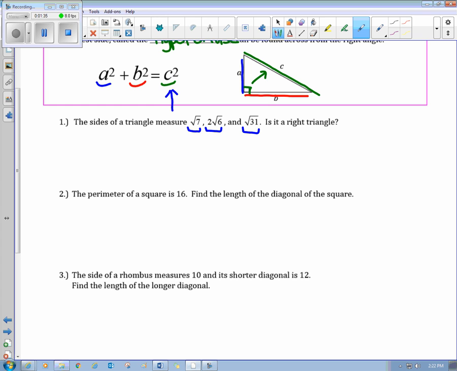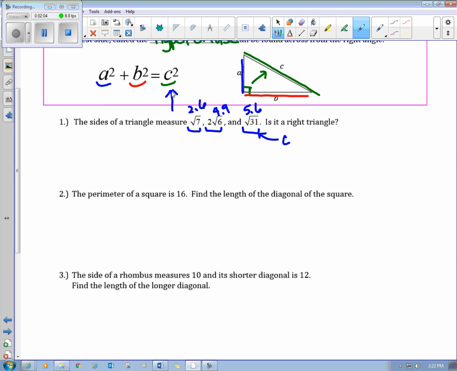When the side lengths are given in radical form, we can't always tell which one is the longest side in that form. So if I take radical 7 and put it into my calculator, it's about 2.6. And if I put 2 radical 6 in my calculator, it's about 4.9. And if I put radical 31 into my calculator, it's about 5.6. So this side is the longest side, and it has to go in for C.